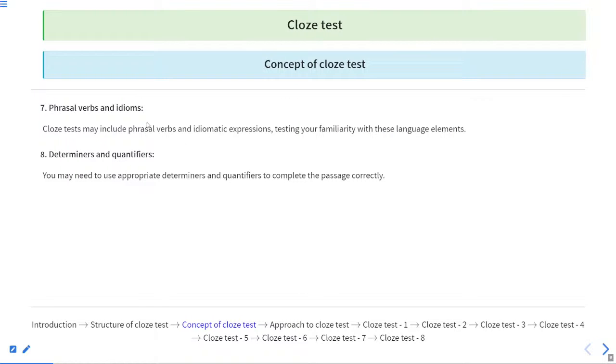Many times we encounter phrasal verbs and idioms. Cloze test will also include some phrasal verbs and some idiomatic expressions. They test our familiarity with these language elements.